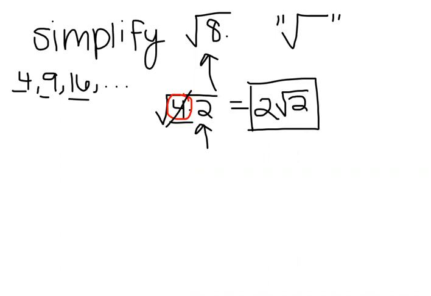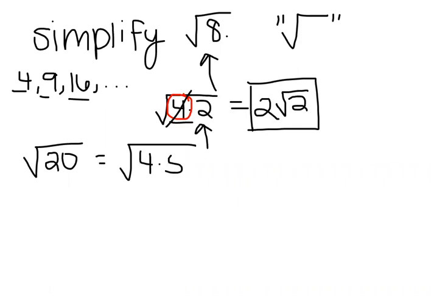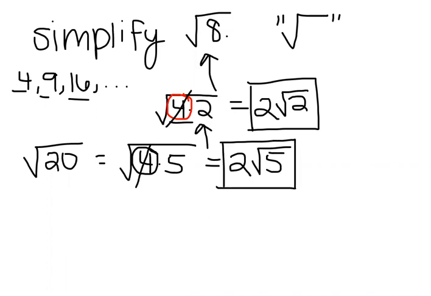If we do another example, let's say square root of 20. I can break this down into a perfect square times another number. 20 is actually 4 again times 5. So if we take the square root of 4 and bring that outside the sign, that gives us a 2. And then once we've done that, the leftover inside the radical is 5. So the square root of 20 simplifies to be 2 times square root of 5.